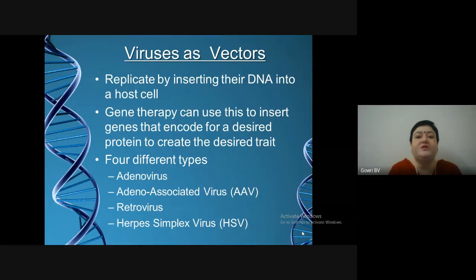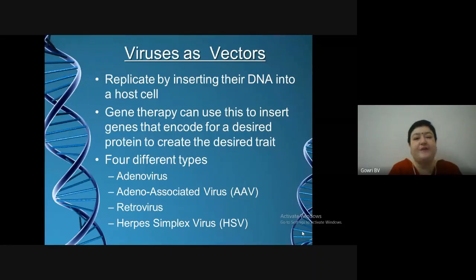Gene therapy can use this to insert genes that encode for a desired protein to create the desired trait. That is the idea behind using viruses. If you transfer a gene into a virus, when you put that virus with a cell, it will automatically infect the cell and insert the DNA inside the cell. That is the idea behind it. So I repeat, viruses replicate by inserting their DNA into a host cell. Gene therapy can use this to insert genes that encode for a desired protein to create the desired trait.